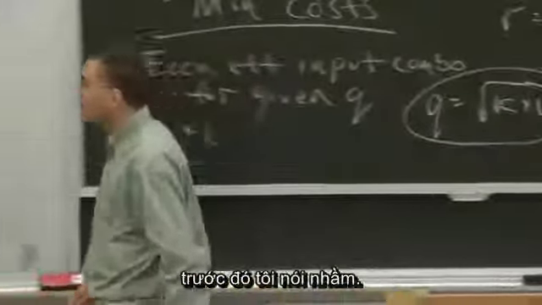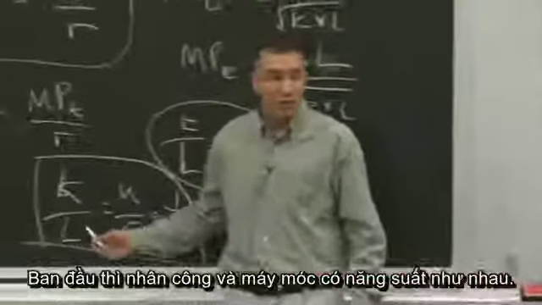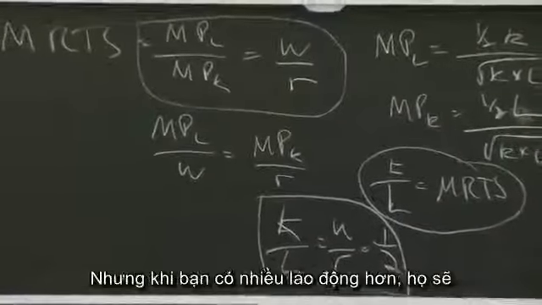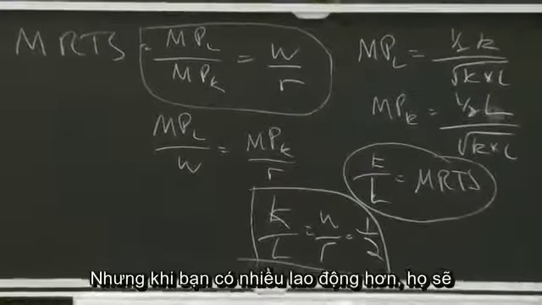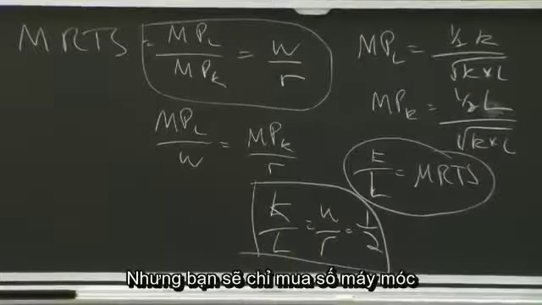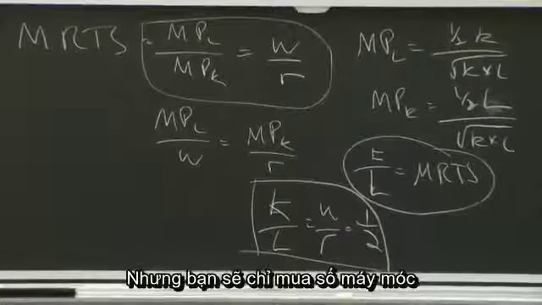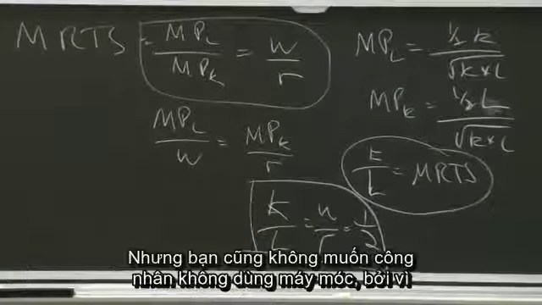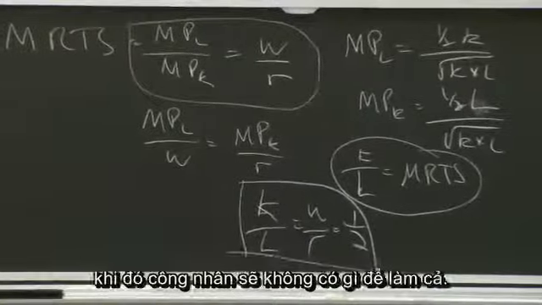I misspoke before. At the margin, they have an equal effect. But as you get more and more laborers, they'll be less and less productive. So eventually you're going to want to buy a machine. You're only going to want to buy half as many machines as workers. You're never going to want to buy one machine per worker. But you also won't want no machines per worker, because the workers won't have anything to do then.